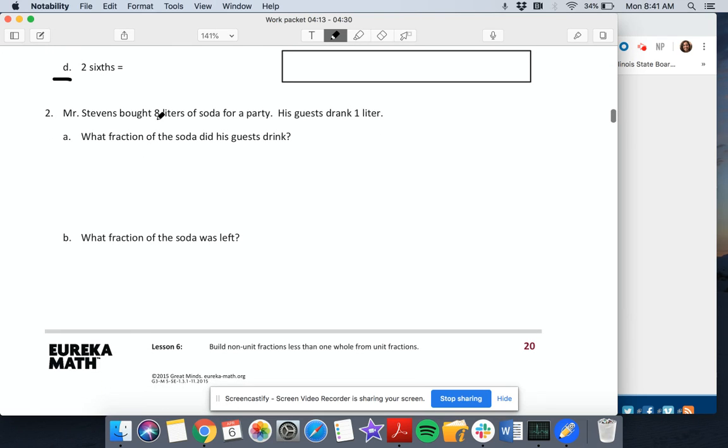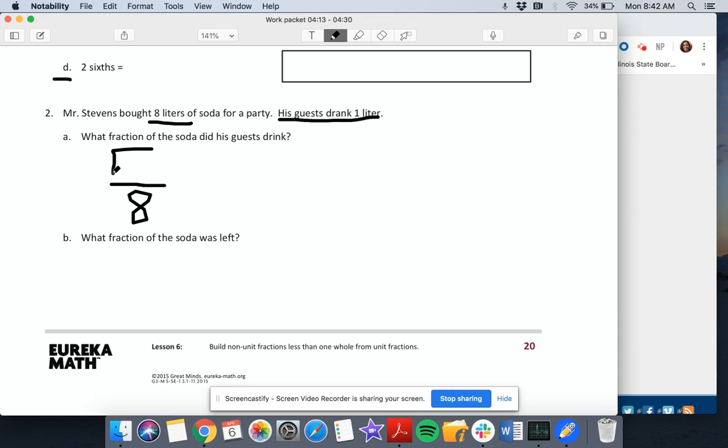Mr. Stevens bought 8 liters of soda for a party, and his guests drank 1 liter. Okay. So what would be our denominator? So what was the total number of soda that Mr. Stevens bought? Well, 8, right? Because he bought 8 liters. And we know that his guests drank 1 liter.